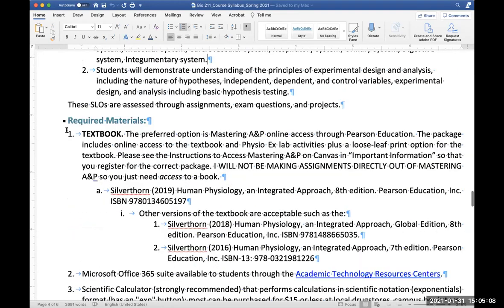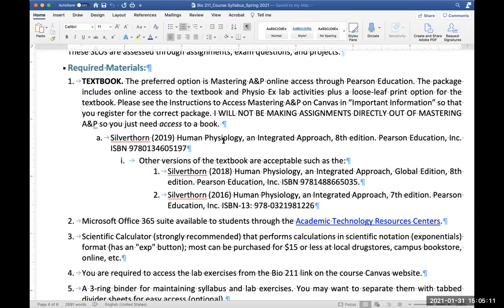Okay, so our required textbook is the Silverthorn Human Physiology book. I utilize the 8th edition of the textbook. So that's where most of my slides come from in my presentations, but you're welcome to utilize other editions. Often that's a way to get a less expensive textbook. So you could get the 7th edition or even the 6th edition. Honestly, it hasn't changed much. And then there's another version of the textbook called the Global Edition. That's also another option that's often cheaper.